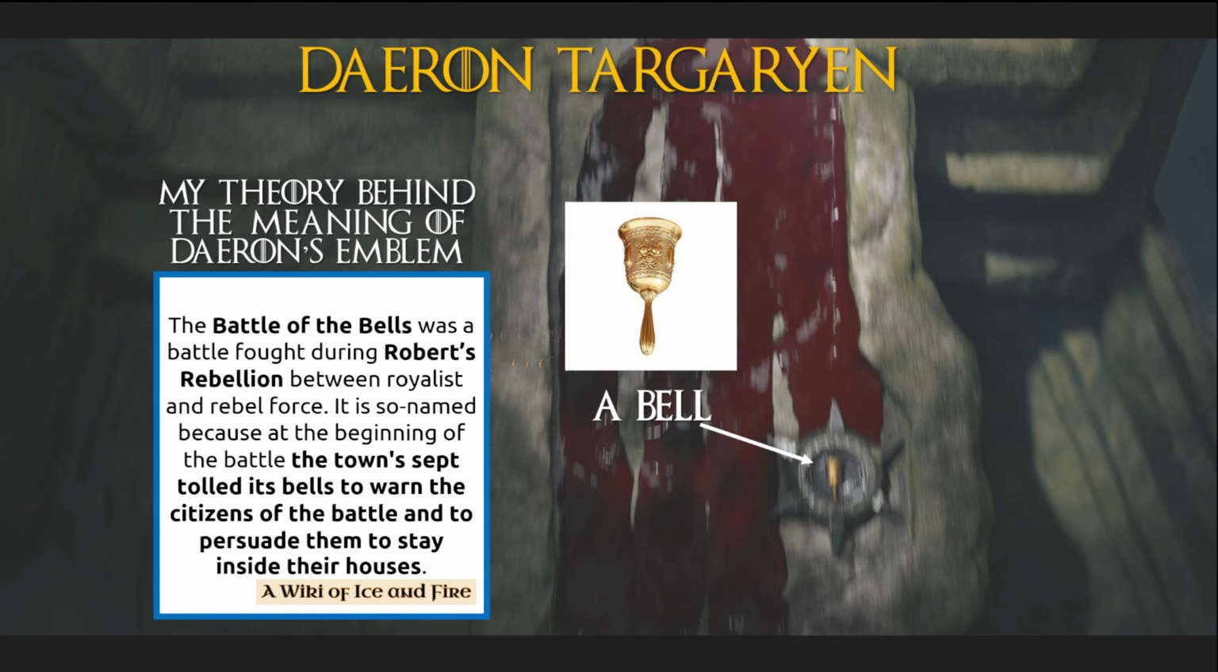The Battle of the Bells is a famous battle among the book readers of A Song of Ice and Fire. It was fought during Robert's Rebellion between royalist and rebel forces. It is so named because at the beginning of the battle, the town septon tolled its bells to warn the citizens of the battle and to persuade them to stay inside their houses.